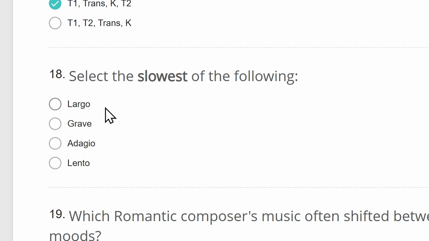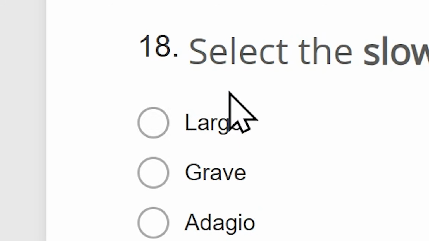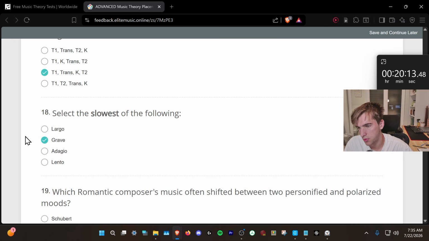Select the slowest of the following. Lento, adagio, grave, largo. I think grave. Grave is the slowest one. So I have to go with my gut.